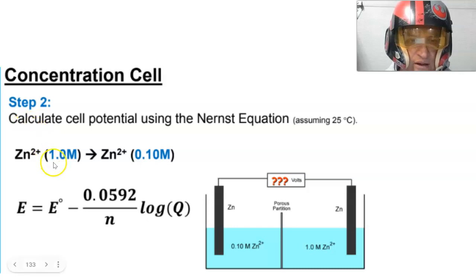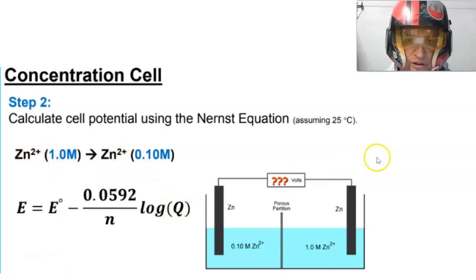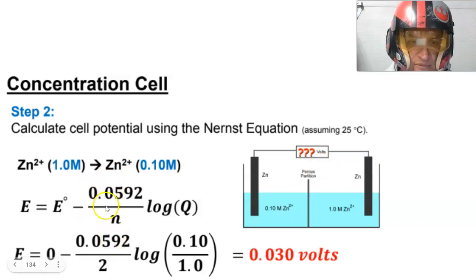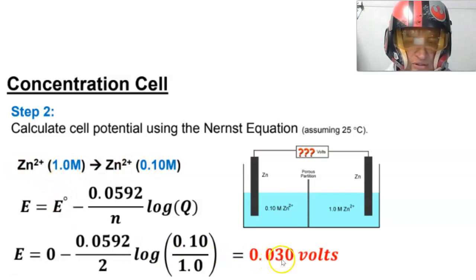So calculating this. All right, we have all of our information, 1 molar and 0.1. That tells us this is the product and this is the reactant. So we know which we're going to put in for our Q. Again, you've got your values, 2 electrons because it's zinc with its 2 electrons, 0.1 over 1, do the calculation, because remember, E naught is 0. There is no E naught here because they're the same oxidation reduction. They cancel out. So therefore, we're going to produce a very small voltage of 0.03 volts.